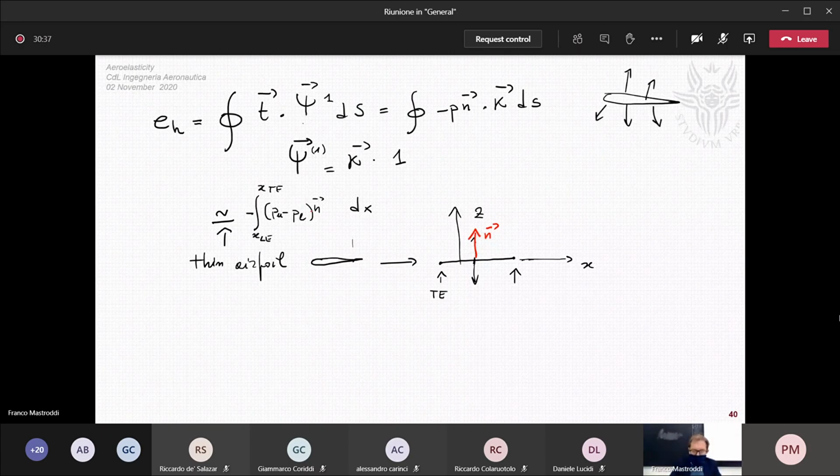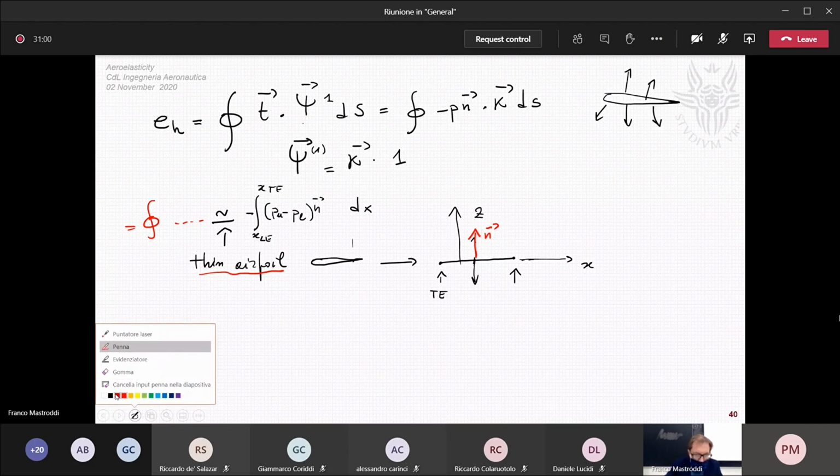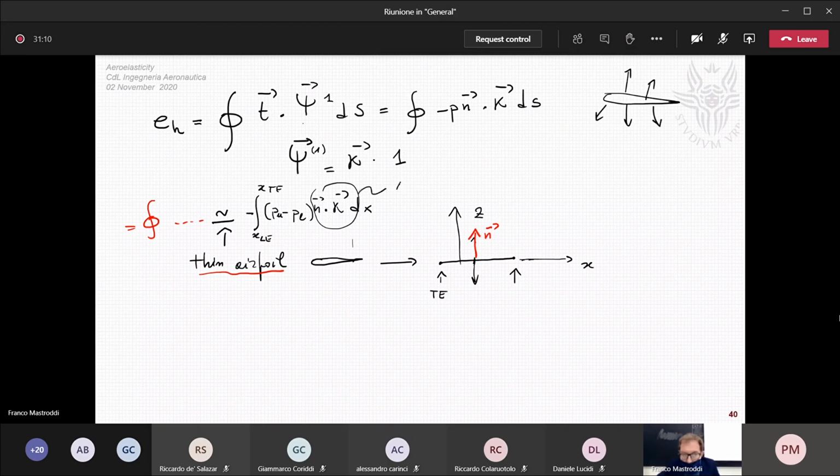Okay, and therefore the old circulatory integral is now almost equal to, for a thin airfoil, a line integral from the leading edge to the trailing edge, and this scalar quantity, look, between n dot kappa is equal to 1, because for thin airfoil in the undeformed configuration, this product is practically equal to 1, because the normal is a unit vector and the k vector in zeta direction is a unit vector again.